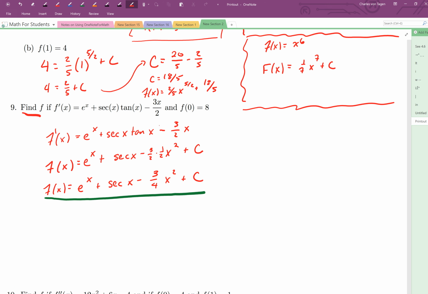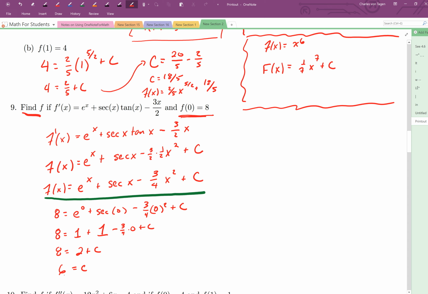Okay. But we're not done with the problem, because we don't want an entire family of functions that has this as its derivative. We want the specific one from this family that also passes through the ordered pair 0, 8. So I know that 8 has to equal e to the 0 plus the secant of 0 minus 3/4 times 0 squared plus that arbitrary constant. E to the 0 is 1. Secant of 0 is, do you remember? It's also 1. Minus 3/4 times 0 plus c, so I get that 8 needs to equal 2 plus c, or c has to equal 6.